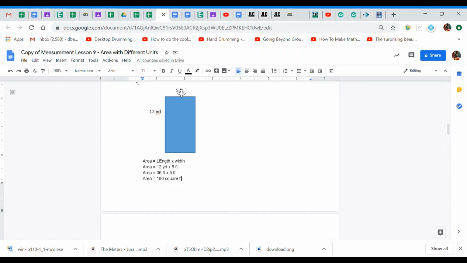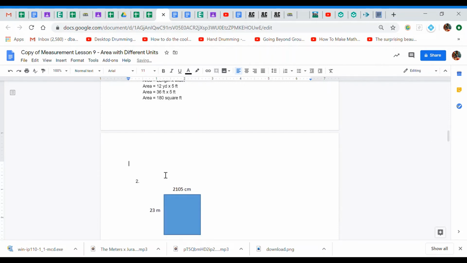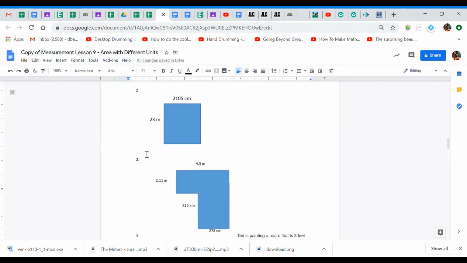If I did it the other way, I would need to do 5 feet divided by 3. I would have a fraction in my answer. It's going to get really complicated. Try to find the easy way whenever possible, friends. Let's go to number 2, so you can solve and check your work.